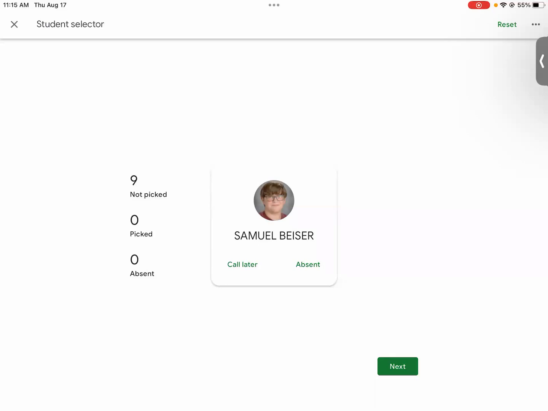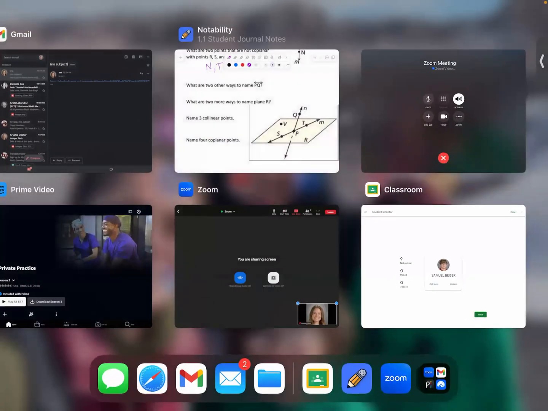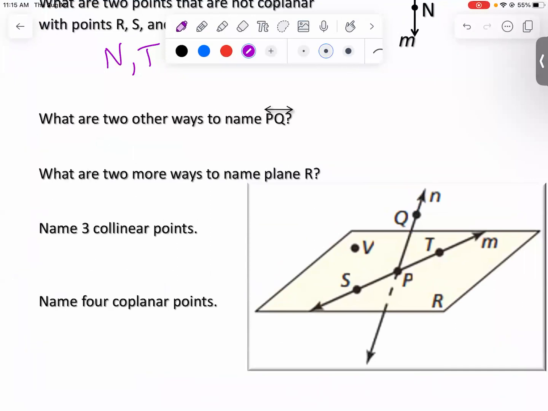All right, Sam, what did you write for the first question? QP, SP, P and T, PS, CP. All right, I'm going to stop you right there. When we are talking about PQ, we're talking about this line right here, right? That I have highlighted in yellow. Yeah. Okay. So I like QP, but what was the other one that you said?